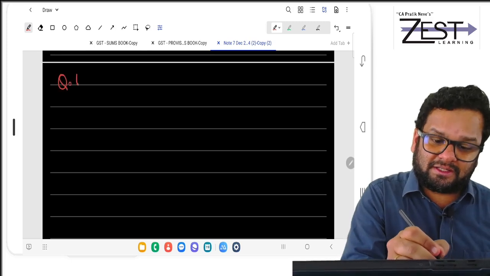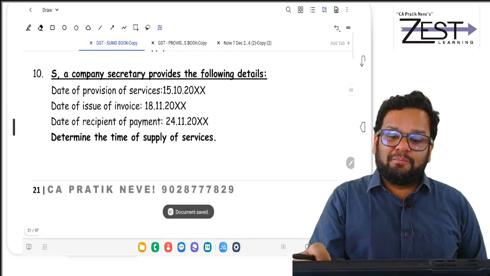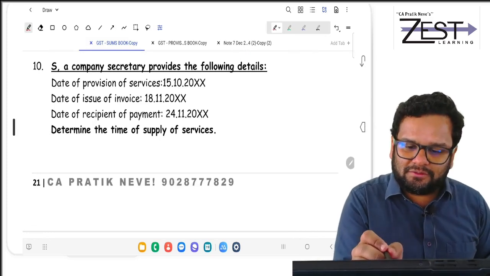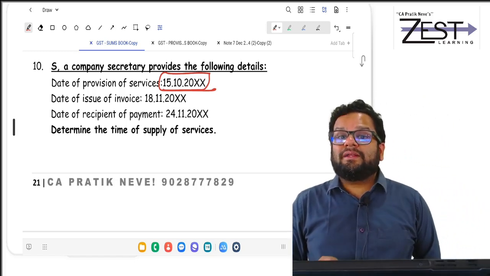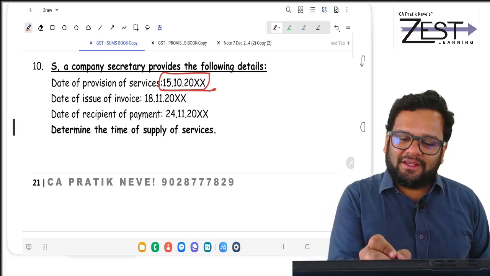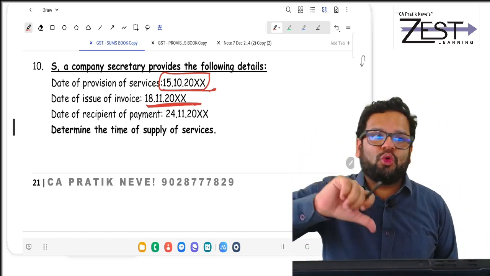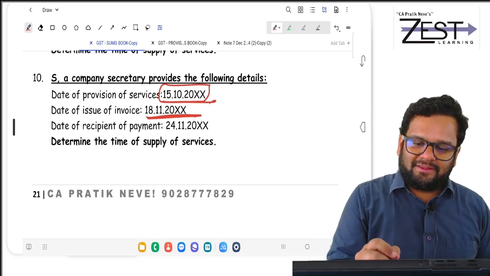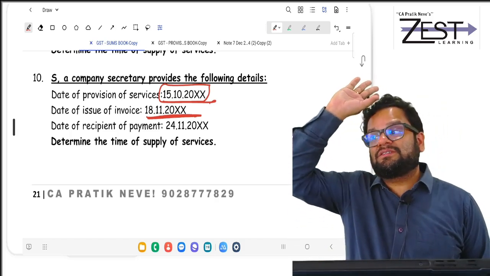Question number 10 now. A company secretary provides the following details. When has he provided the services? 15/10. When has he made the invoice? 18/11. Is it in time of 30 days? No. So what is the time of supply? Now time of supply is date of providing the service.